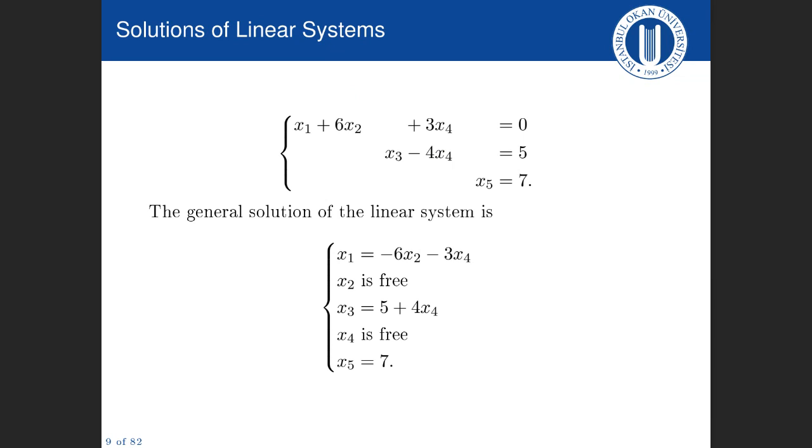Then we can write down the general solution to the linear system. We've said x2 and x4 are the free variables, so we can just write x2 is free and x4 is free. And then for the other variables, for the basic variables, we have formulae. For example, the top equation in the system above, x1 plus 6x2 plus 3x4 is equal to 0. Rearrange that, that's the same as x1 is minus 6x2 minus 3x4.